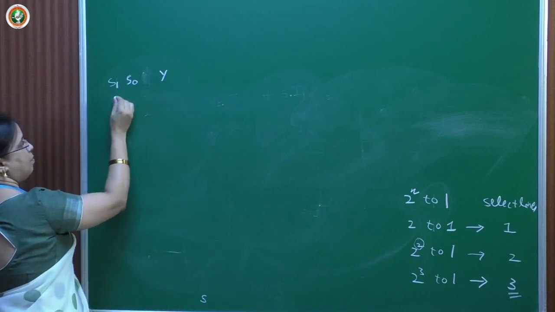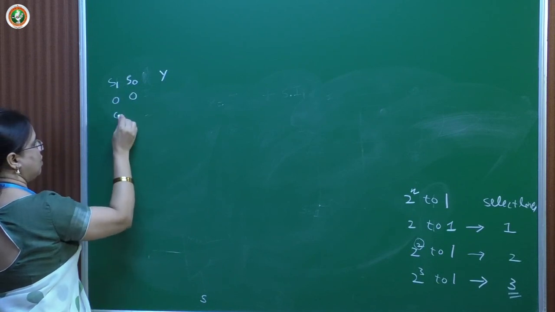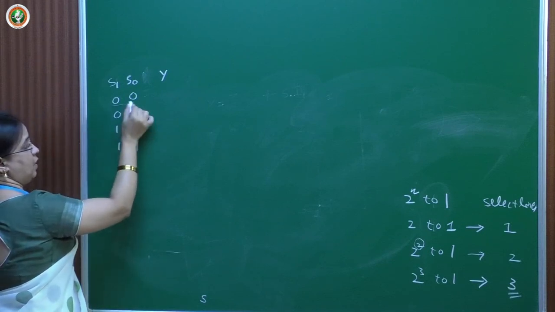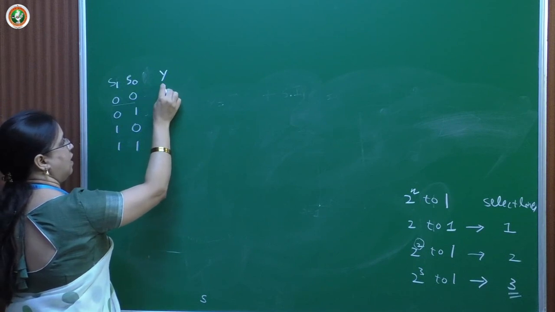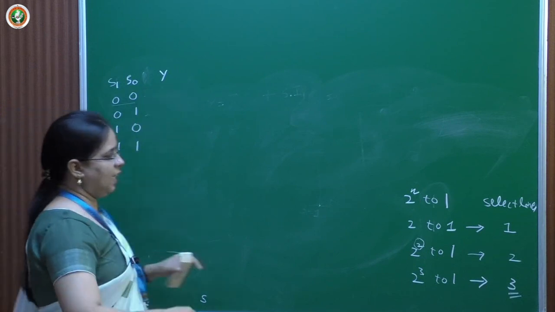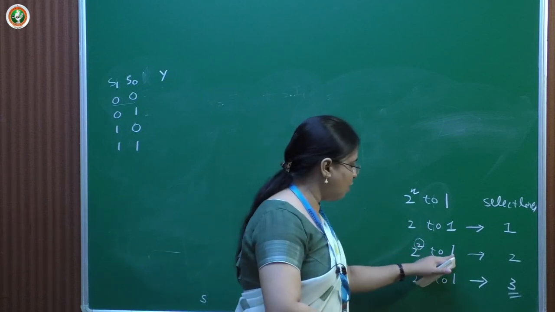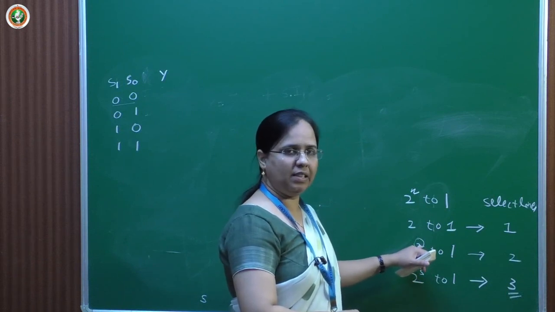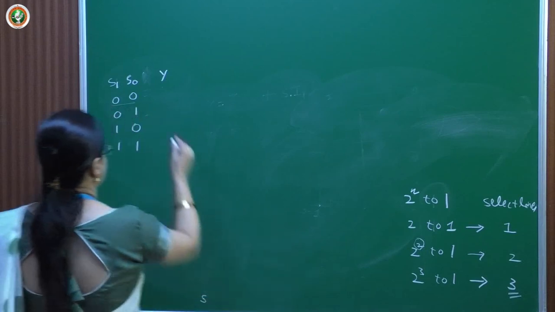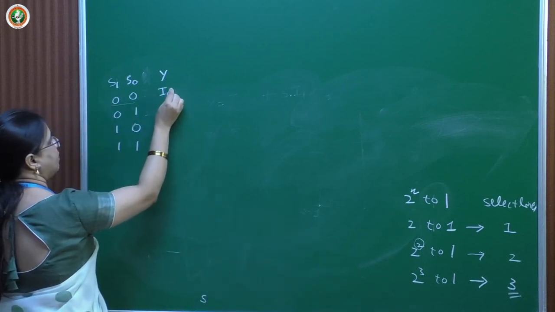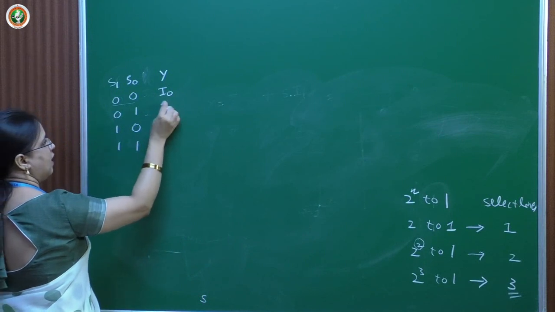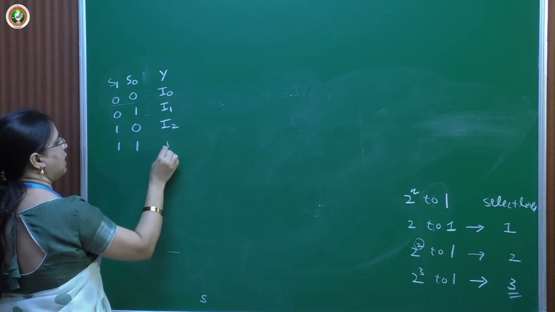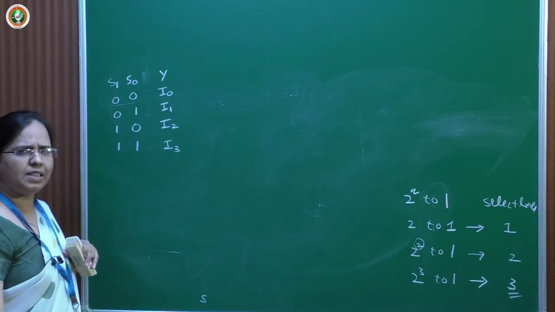Then when I have 2 inputs, how many combinations I am going to get? 0 0, 0 1, 1 0, 1 1. Okay. So now when it is 0 0, I want to select which data line. So obviously, when I am saying that it is a 4 to 1 multiplexer, how many data lines will be there? There will be 2 power 2, 4 data lines. Okay. So 4 data lines means I0 to I3. If it is 0 0, I0 is selected. If it is 0 1, I1 is selected. If it is 1 0, I2 is selected. If it is 1 1, I3 is selected. It is very simple. Okay.